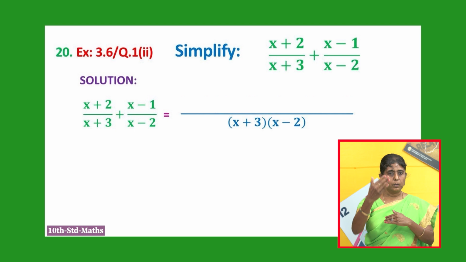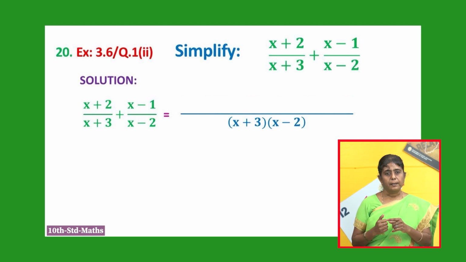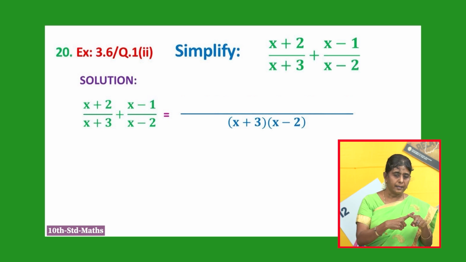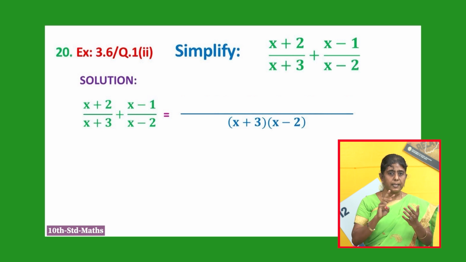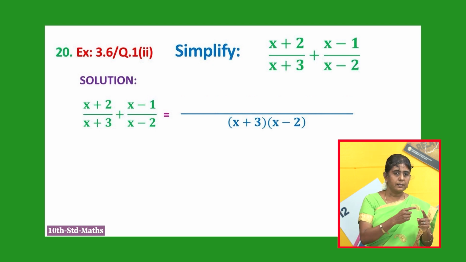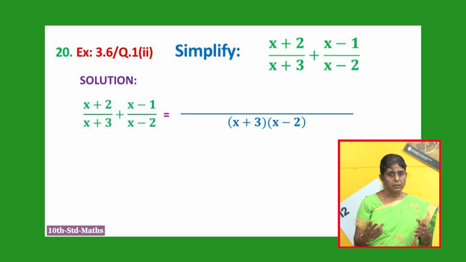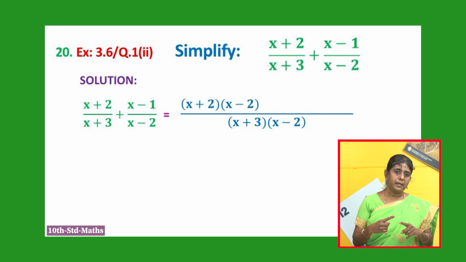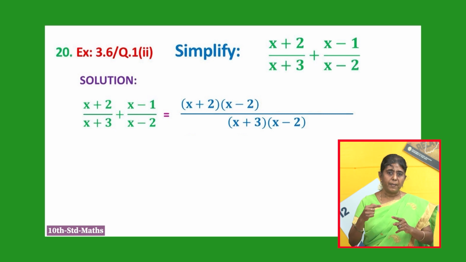Then what to do with the numerators? You have to compare the first rational expression's denominator with the LCM that you have taken. What LCM have you taken? x plus 3 into x minus 2. In the first rational expression, what's the denominator? That is x plus 3. So x minus 2 is the only one missing. So we have to multiply the first expression's numerator by x minus 2. That gives you x plus 2 into x minus 2.